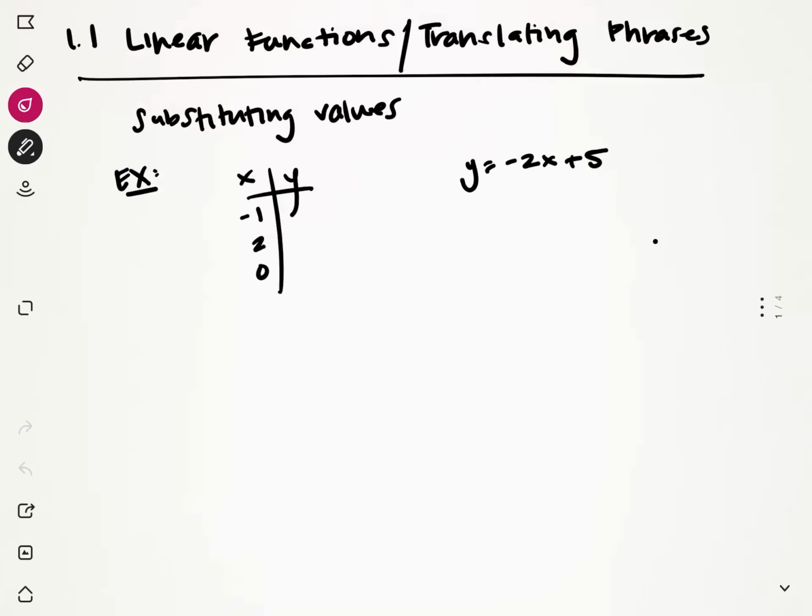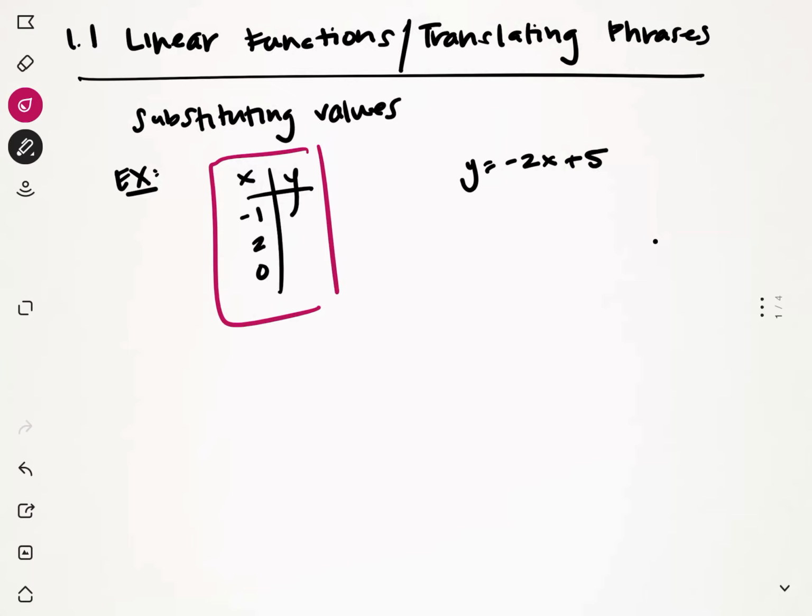Looking at linear functions and translating phrases. So let's start off with substituting values, something you guys should be pretty familiar with. So you'll find a table here. In this table, we're being given x values, -1, 2, and 0.